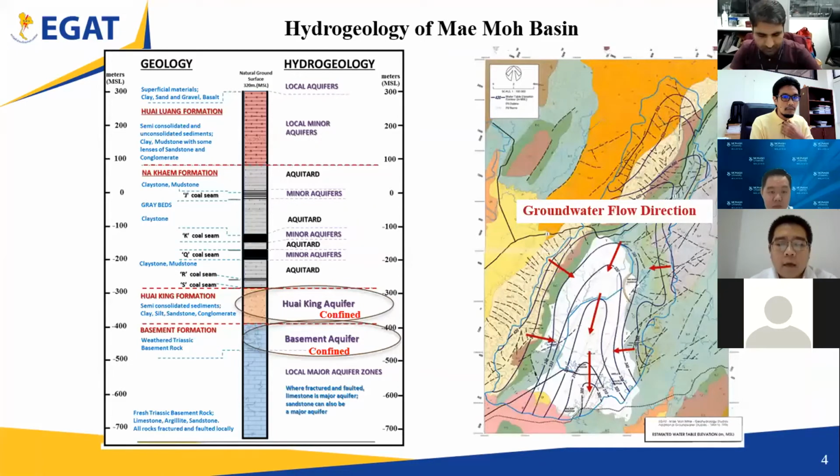And I will explain the hydrogeology of Mammoth Mine. The left picture shows the hydrostratigraphy of Mammoth Mine, which can be divided into three formations. The upper is the Hue Luang formation, defined as a local minor aquifer. The middle is the Na Kham formation, defined as an aquitard, and the bottom is the Hue King and Basement formation, defined as the major aquifer located underneath the Mammoth Mine. The right picture shows the groundwater flow direction moving from north to south by topography.